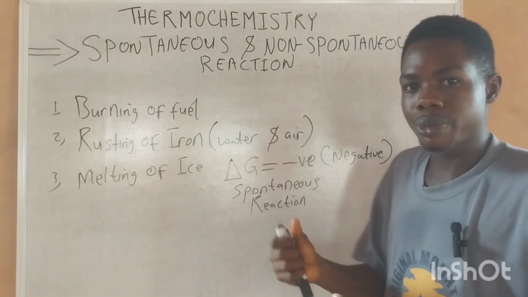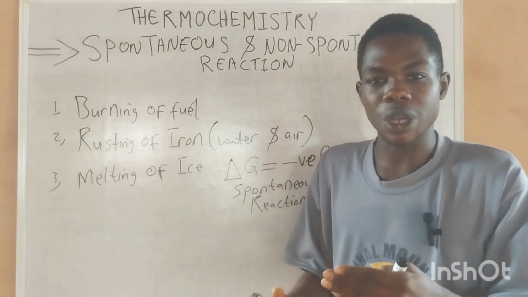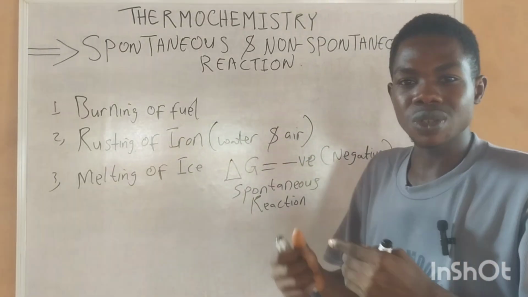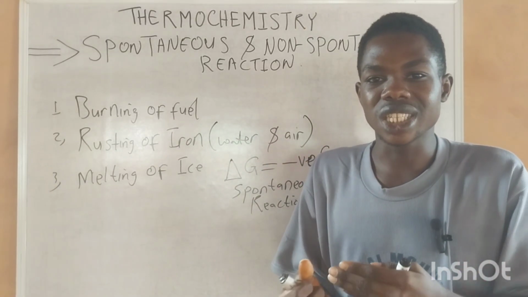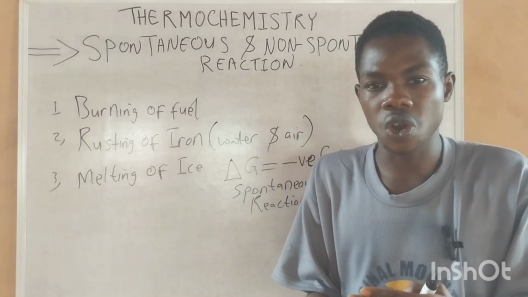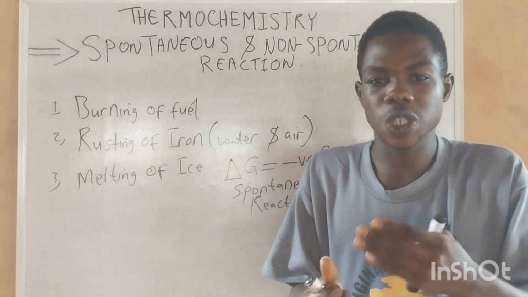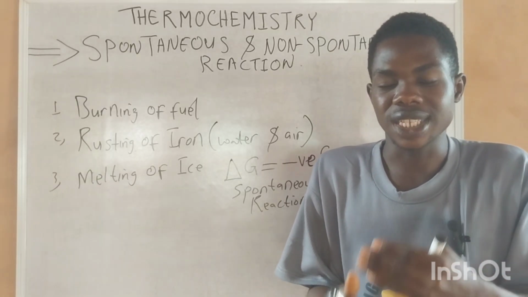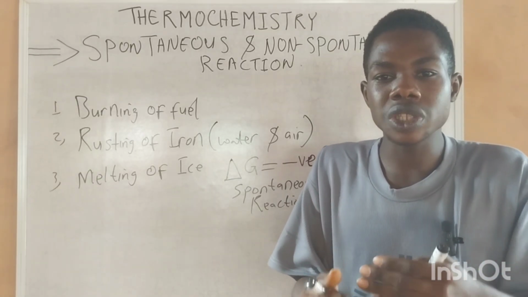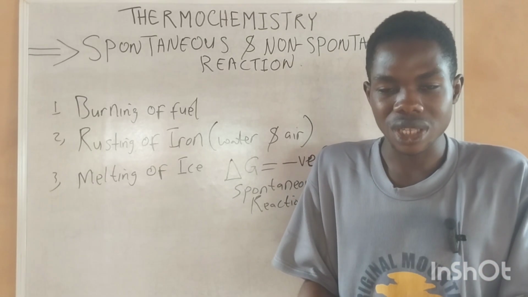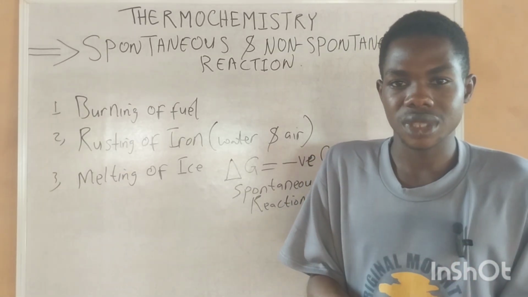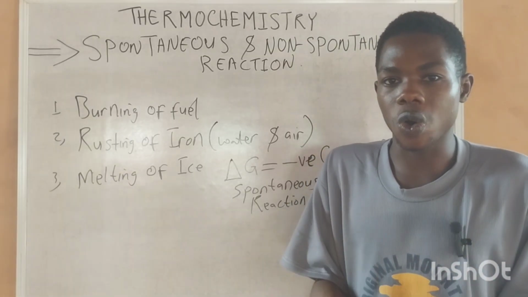So from here, we'll be moving straight to the other part, which happens to be non-spontaneous reaction. Please take note that non-spontaneous reaction is the opposite of spontaneous reaction. Now, what is non-spontaneous reaction? Please take note that a non-spontaneous reaction is a type of reaction that cannot occur naturally on its own. That is, it needs the help of an external energy to be able to occur.